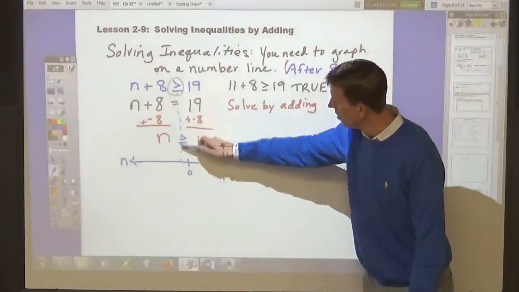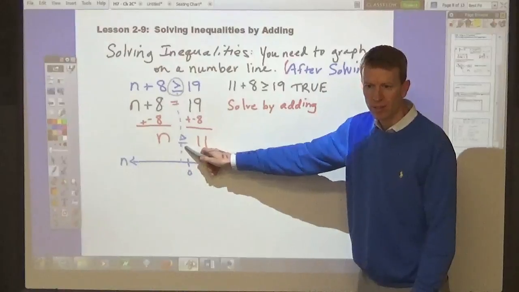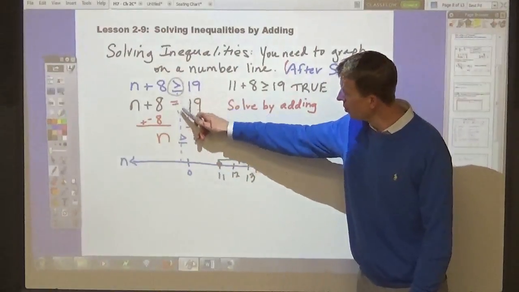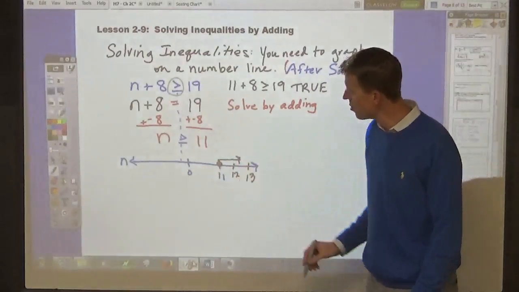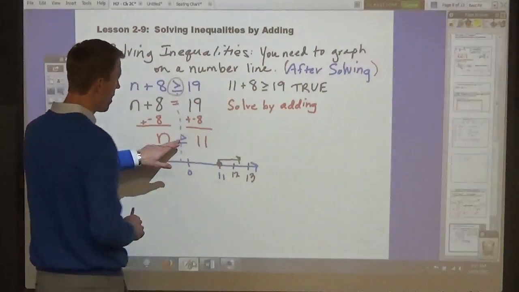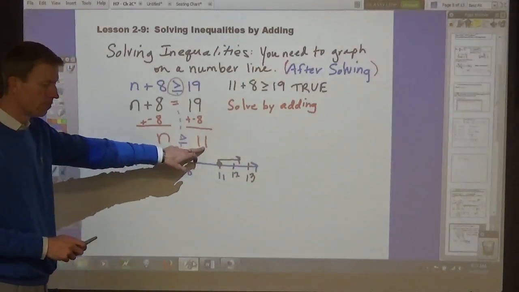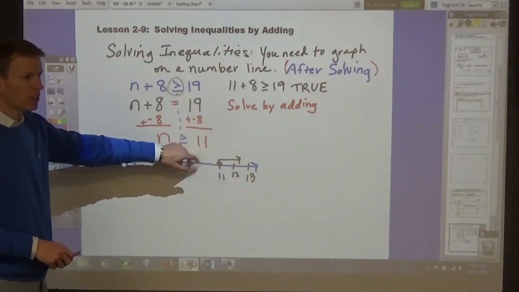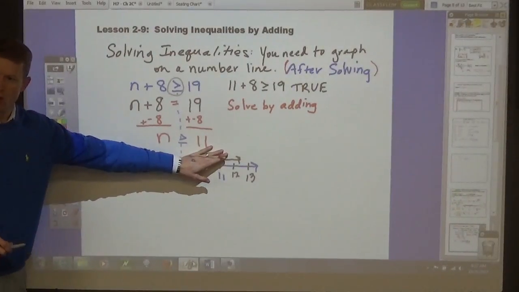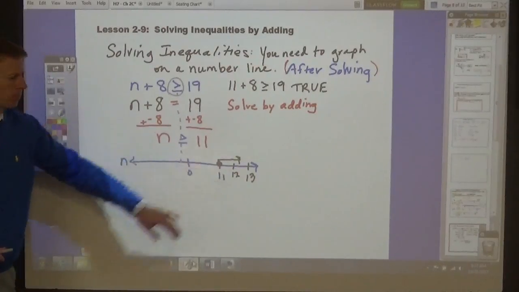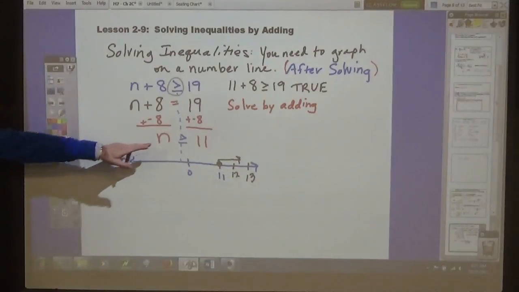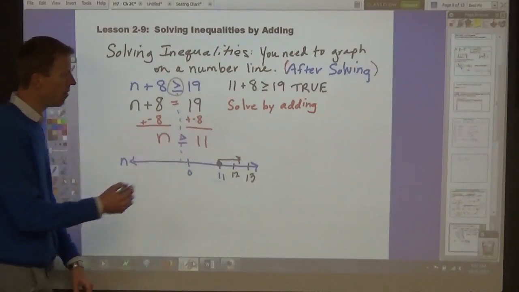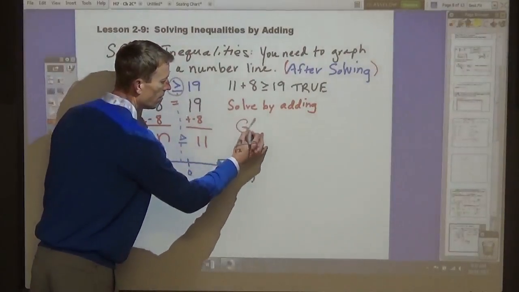Now, you use the symbol. So this is greater than or equal to, so that means the solution is n is greater than or equal to 11. Okay? But we can't just leave it that way. We have to show what the solution is on the number line. So you have to graph these. So we have to go to the next steps. Solve it, then graph.